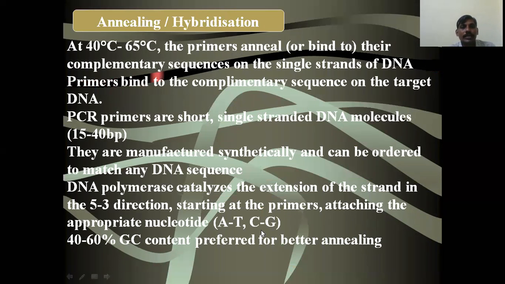The second step is annealing or hybridization. Immediately after denaturation, the temperature decreases gradually, and at 54 degrees Celsius two primers bind to their complementary sequences on the single-stranded DNA molecule. Primers are very short single-stranded DNA molecules containing 15 to 40 bases. Primers are oligonucleotides; oligo means very few nucleotides are present in the DNA molecule.